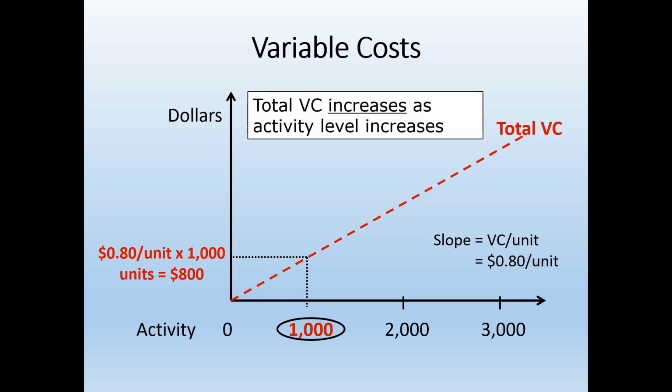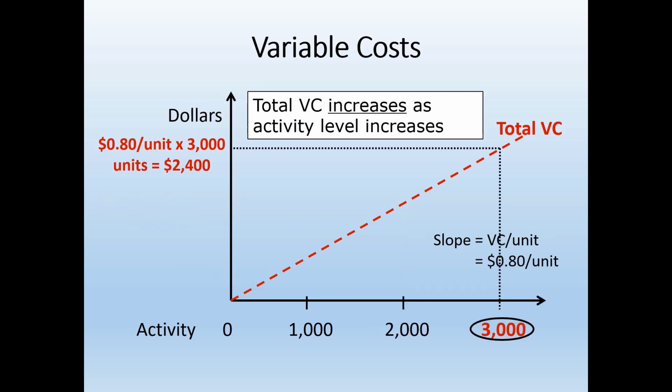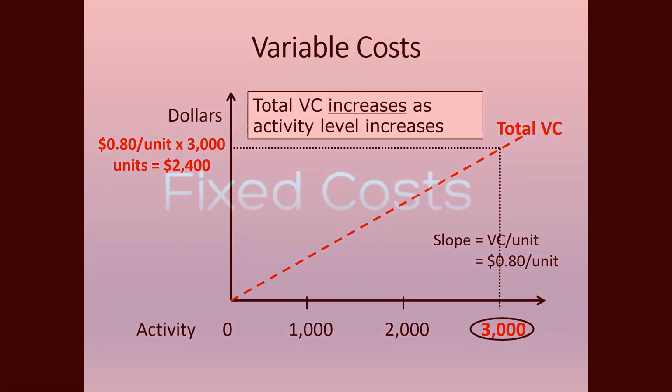For example, at 80 cents of variable cost per unit, if the firm expects to make 1,000 units, it would predict $800 of this variable cost. But if the firm expected to make 2,000 units, it would predict $1,600 of the variable cost. And if the firm expected to make 3,000 units, it would predict $2,400 of this variable cost.